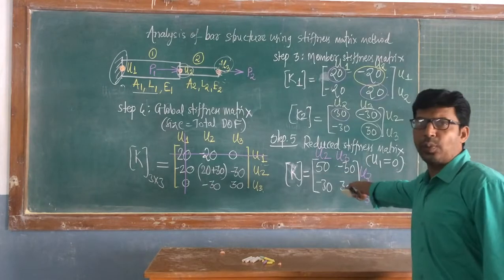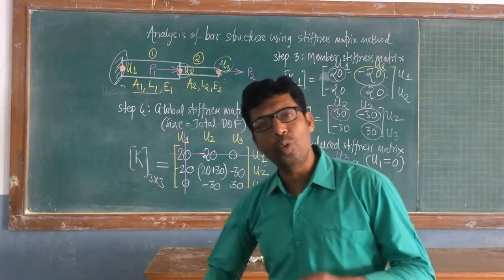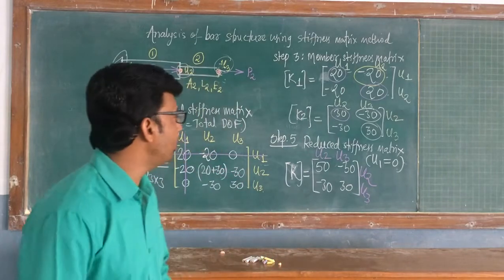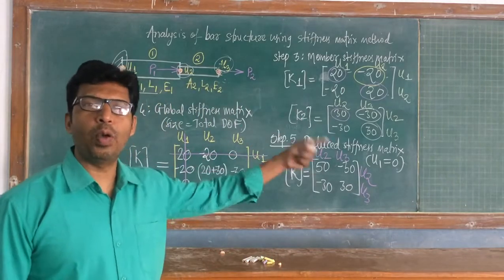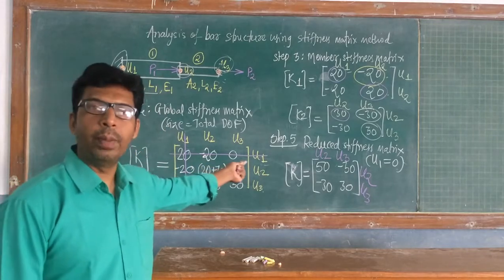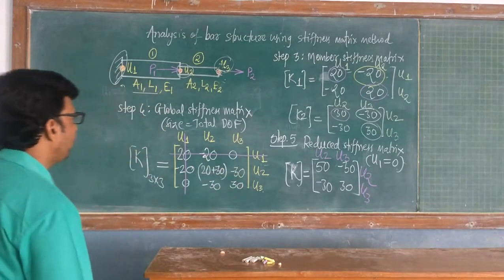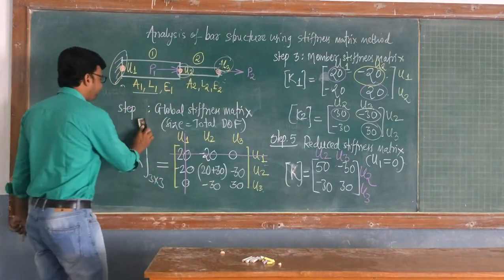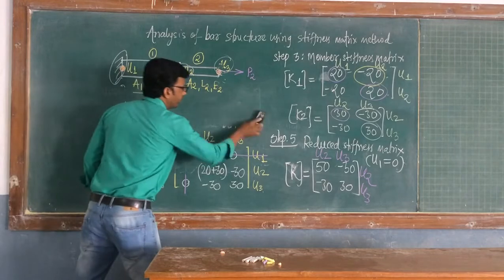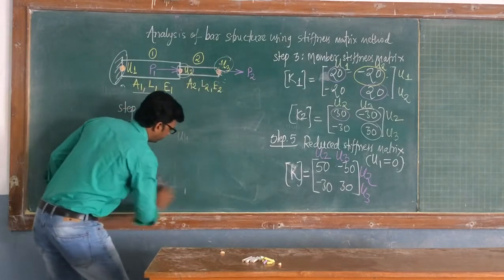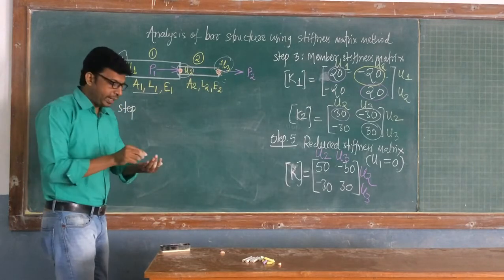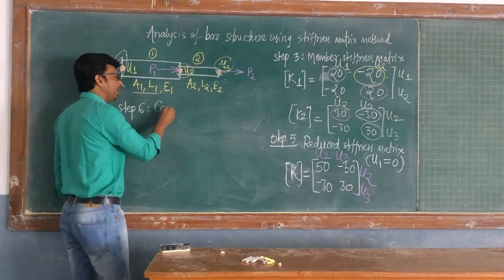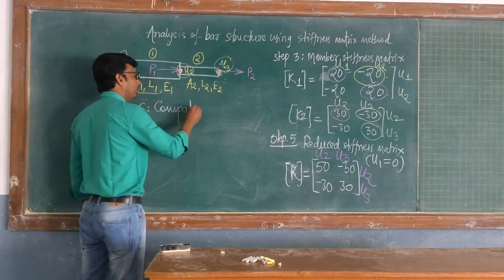And the way we collected the elements of the global matrix, you collect the elements corresponding to U2, U3 only, because we know that already U1 equal to 0. So like this you can perform step number 5 as step number 4, and you can skip step number 4 from the solution. Now once you get this reduced stiffness matrix K, the last step is step number 6, that is the compatibility condition.